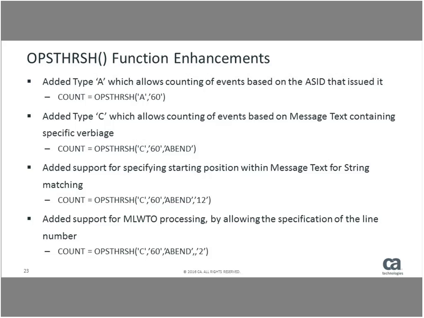And then the second one allows you to give a starting position. So in case that string occurs more than once, but you only want it in the end one, you can say starting character 12. And then the last iteration allows you to deal with MLWTO. So I want it on the second line of the MLWTO as opposed to the third line. So just trying to give you a little more flexibility, kind of fleshing out this thresholding functionality so that gives you a little more control over when automation fires off for these message rules.